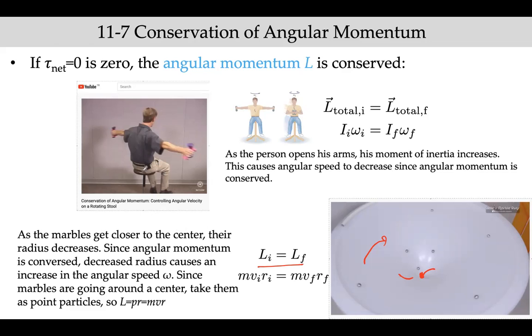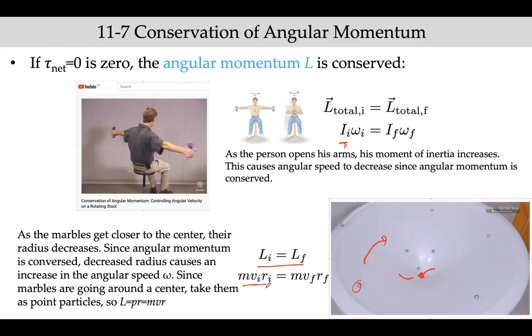Now, this person was rotating around himself, so we talked about his moment of inertia. We haven't calculated it, but it's some number which can be calculated. For point masses that are not rotating around themselves but going around some center point, we can think of these as point masses. And for point masses, we can use mvr for angular momentum. As the marbles get closer to the center, their radius decreases naturally. Since angular momentum is conserved, decreased radius causes an increase in the angular speed.